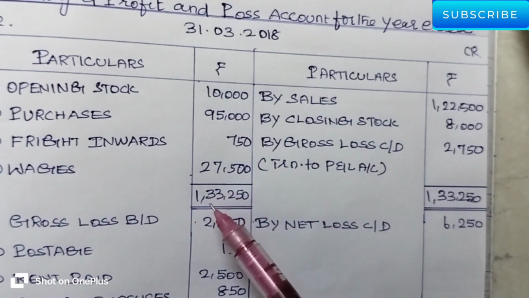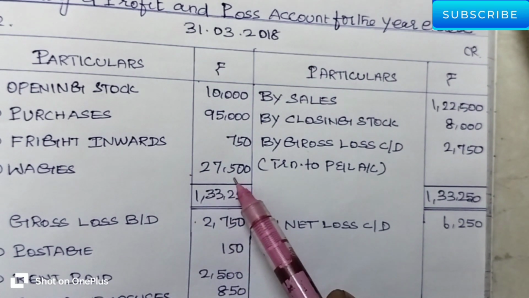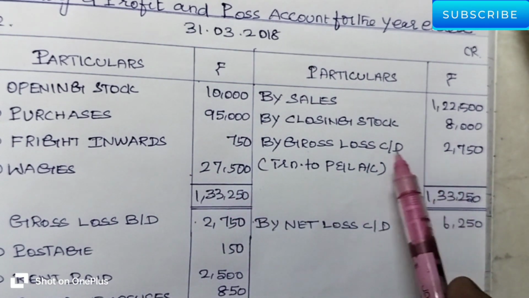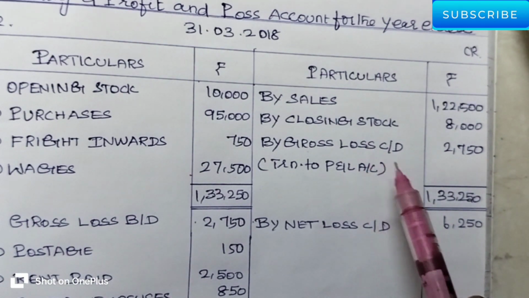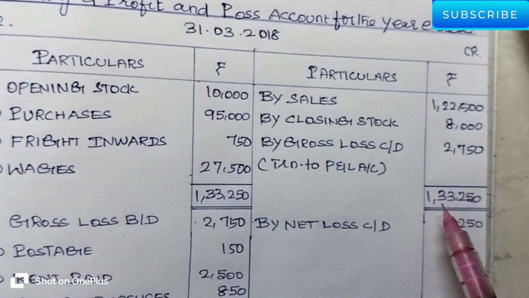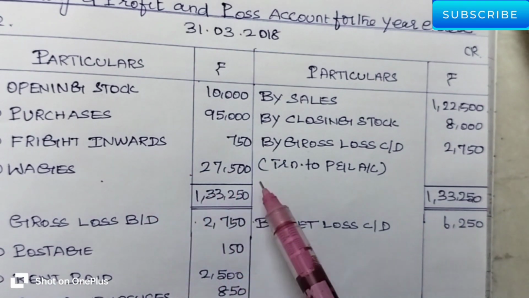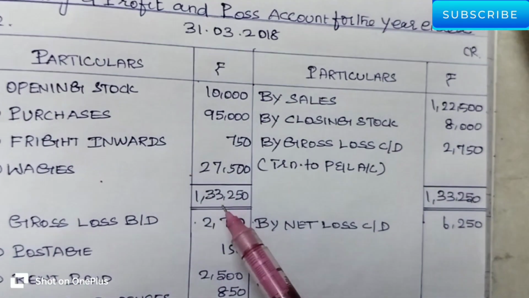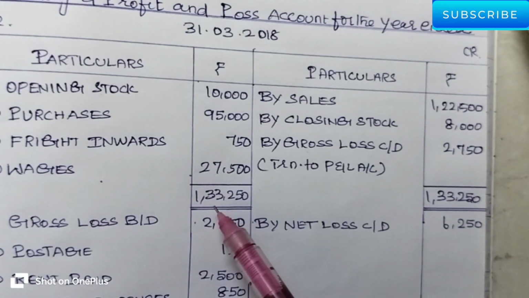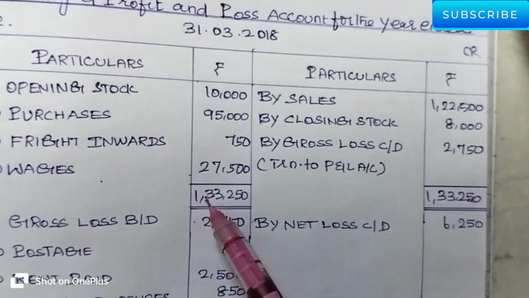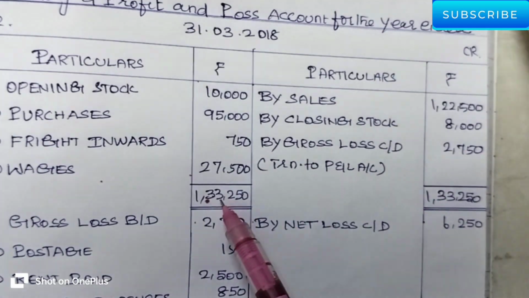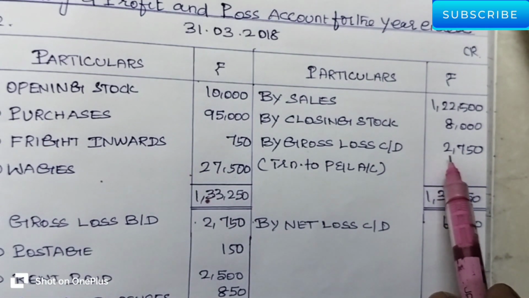Okay, so listen carefully. If you get the higher total on debit side, you will get the gross loss on credit side. If the total amount you have on credit side is more than that of debit, you will get the gross profit on debit side. Got it? So as per this exercise sum number 12, we got the total on debit side more than that of the credit. So we will get the gross loss 2,750.